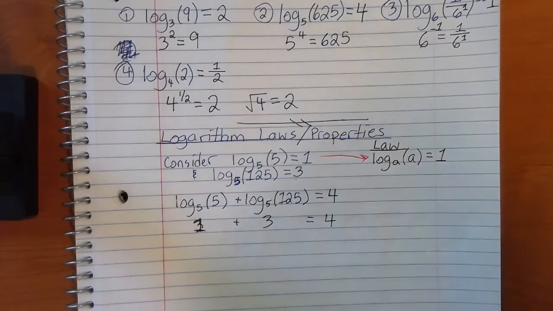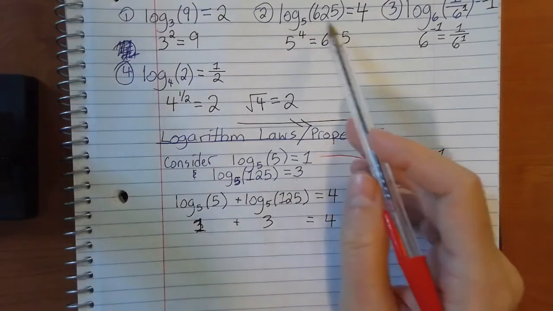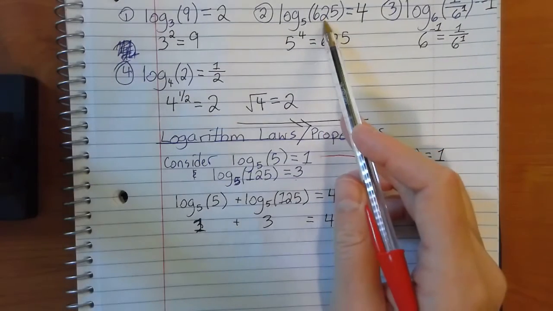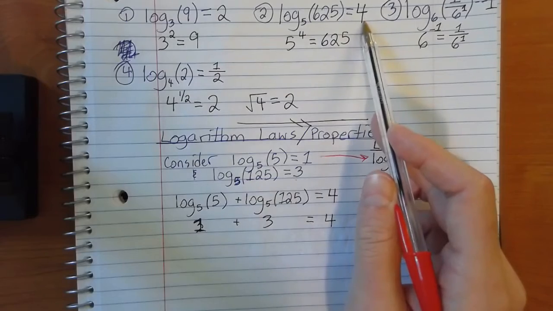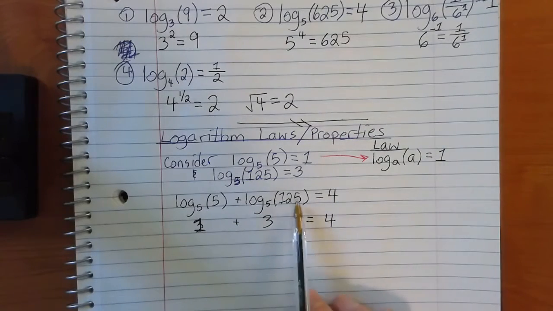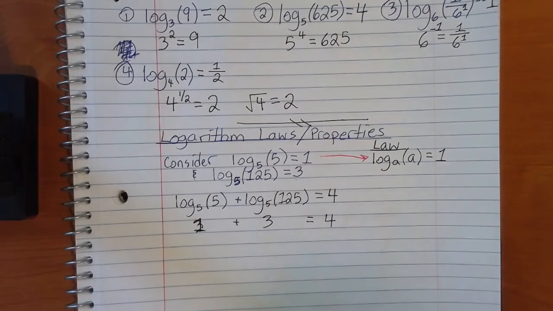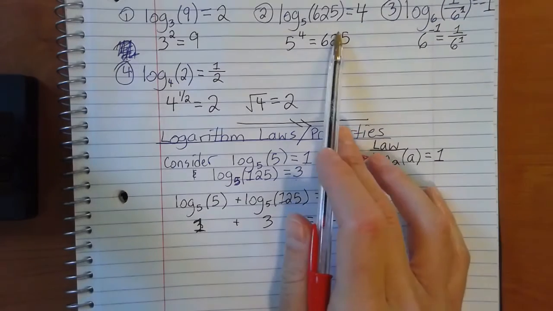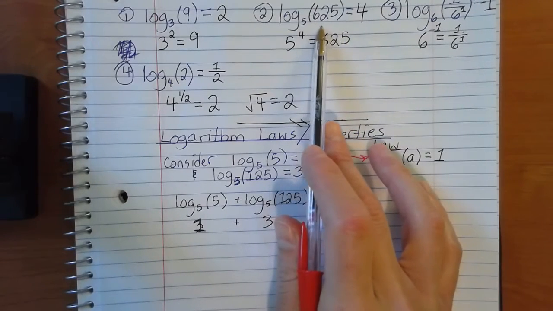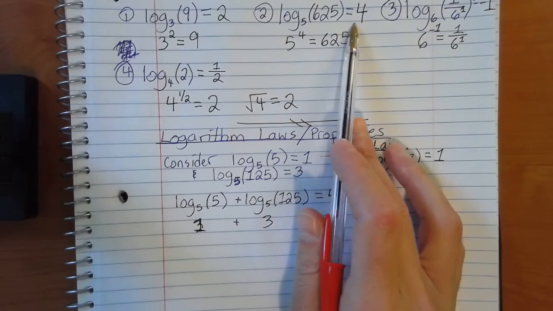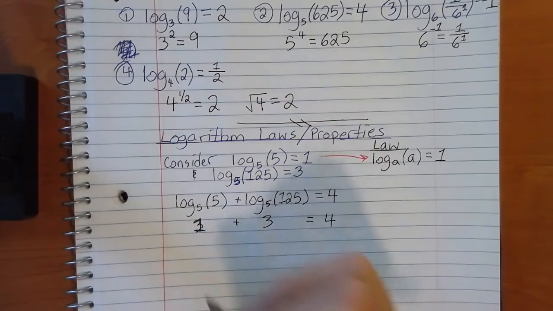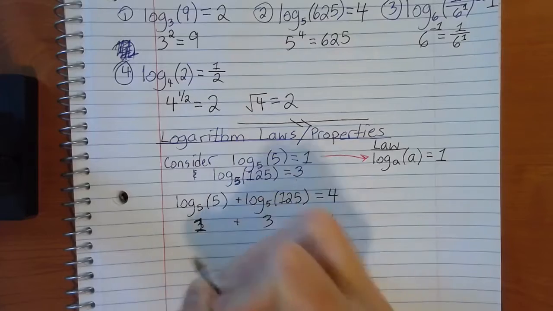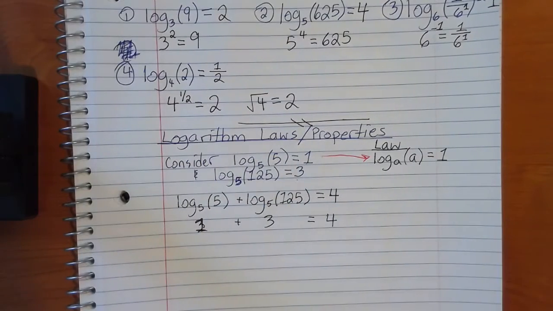Next, we have to look at the problem back up at the top. We can see the log base 5 of 625 equals 4. We know this logarithm addition also equals 4. So based on that, if both of these added together equal 4 and this log base 5 of 625 equals 4, well, that means they're equal to each other.